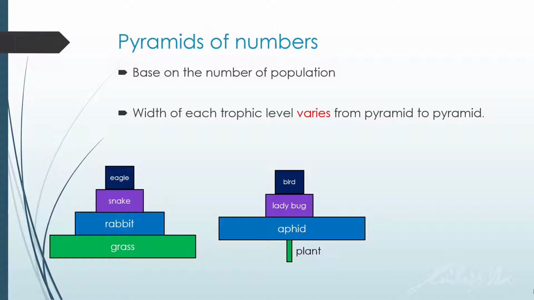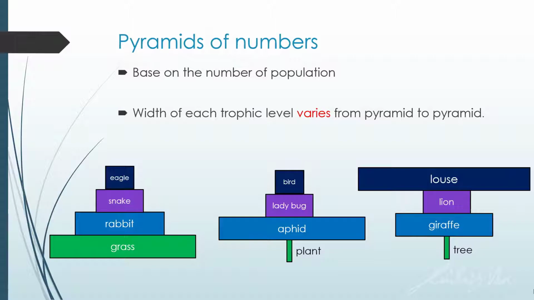So now let's take a look at the last example, which is the tree. So you have one tree that can support a few giraffes, and a few giraffes can support a lesser number of lions. But the lion itself can have many parasites. So the louse population will be more than the number of lions. So pyramid of numbers varies.